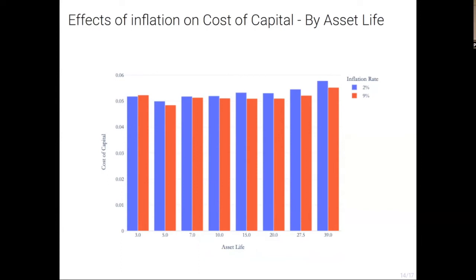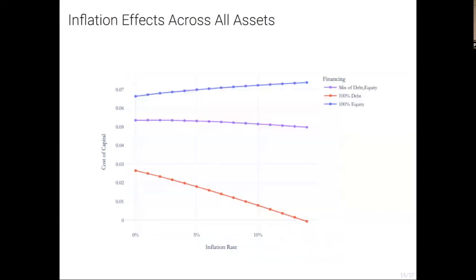Declines a bit more for those longer lived assets. All right, to look again across all assets, here I'm going to show results from where we simulate the model with 0% inflation up to 15% inflation. And here, again, we're looking across all assets broken out by financing type.